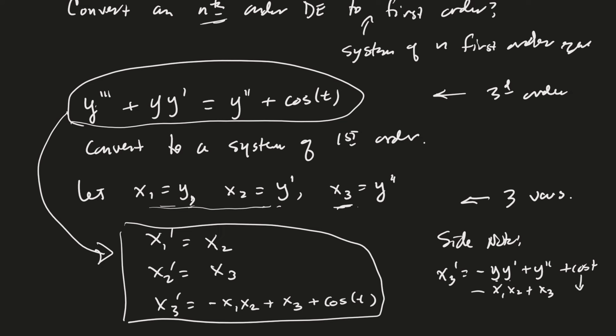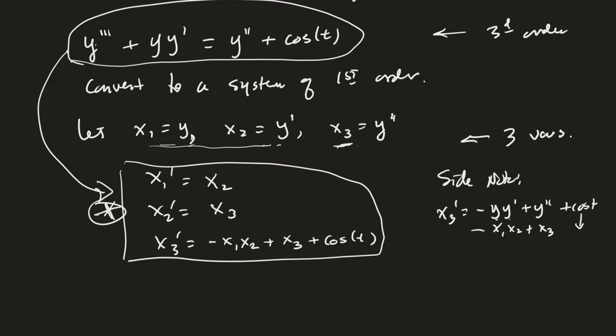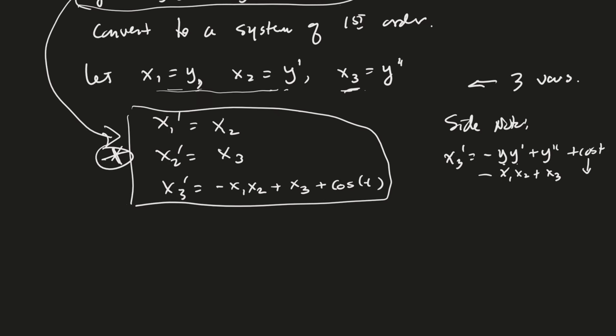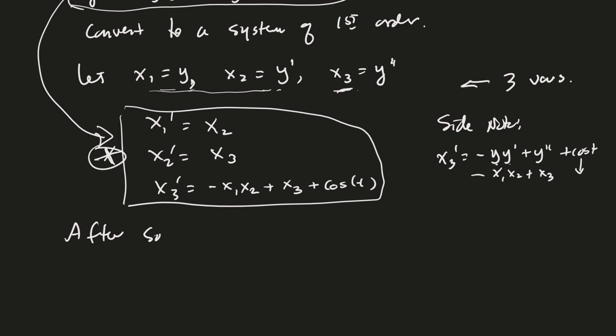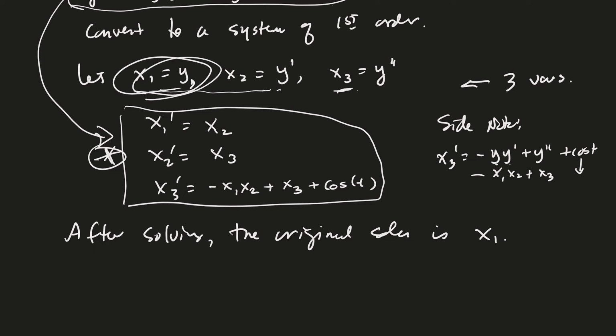And so if I want to solve the third order differential equation, I would solve this, right? But then remember, after solving, the original solution is where? The original solution is x1, right? Because x1 is equal to y here. Okay, and so you can plug that all into the differential equation solver, and so we can solve all nth order differential equations now using a first order solver. Good. And so that's how it all works.